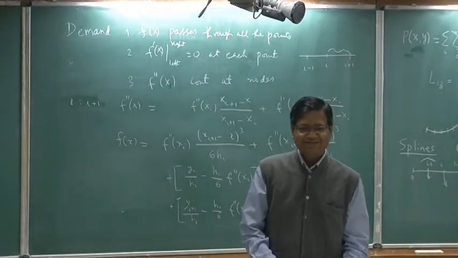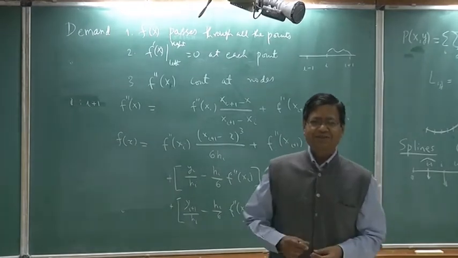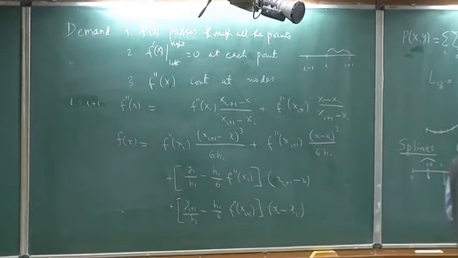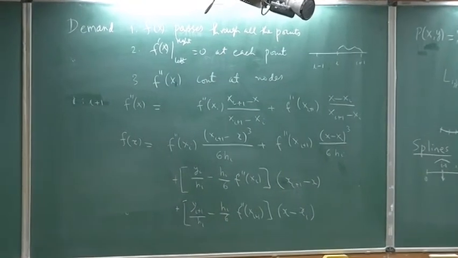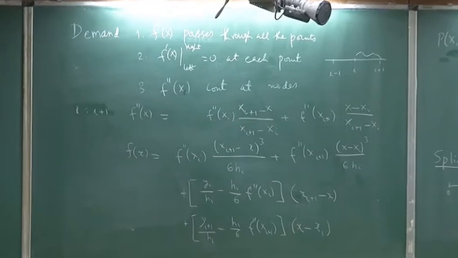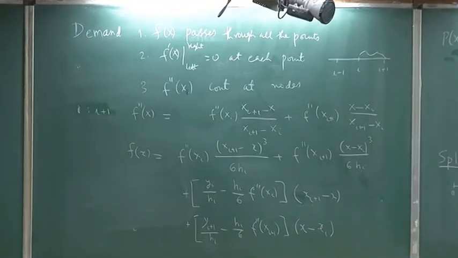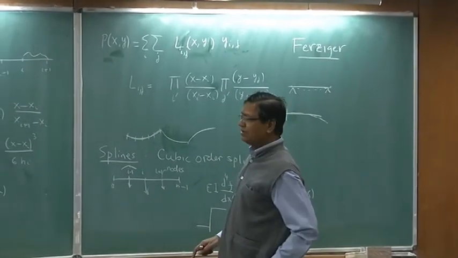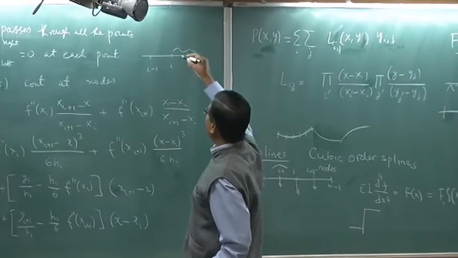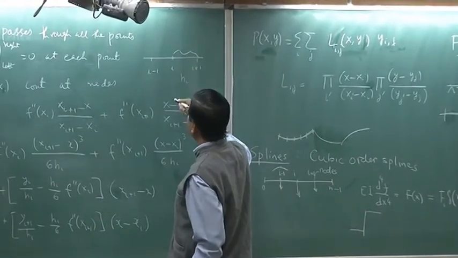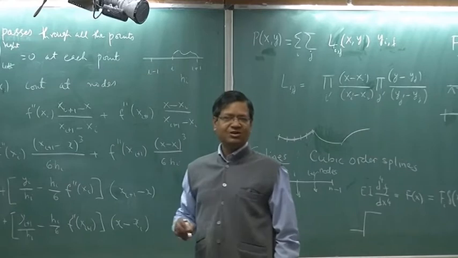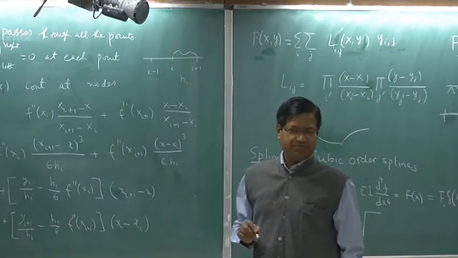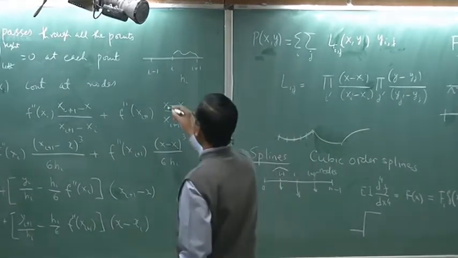Okay, so this is a pretty lengthy expression, but this is a cubic order polynomial in x. So that's what I said: my function f will be cubic order, and that comes from this equation. Here h_i is this x_{i+1} minus x_i gap, and this will be h_{i-1}.